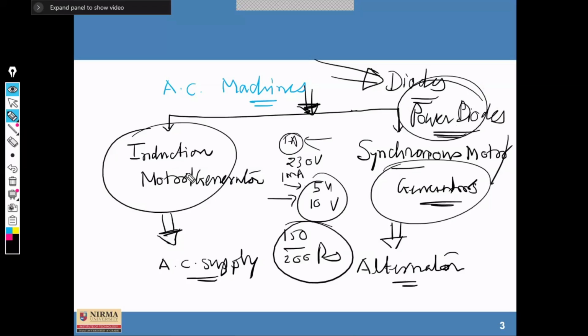But induction motors, if you look at your premises, the submersible pump in the water tank, that is an AC machine. The fan which is on top of your head is also an AC machine. All these are induction machines because they operate directly through AC supply.